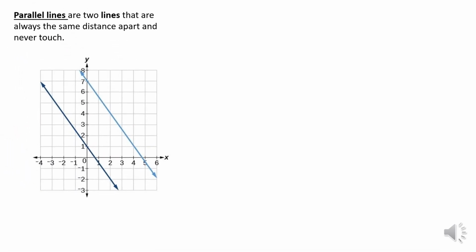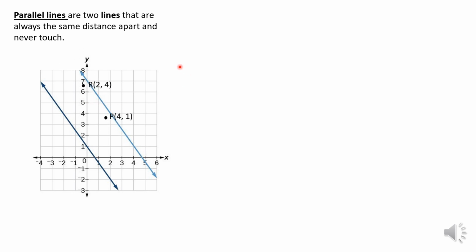Now let me bring in parallel lines. And what are parallel lines? Well, parallel lines are two lines that are always the same distance apart. They never meet. Okay? So they will never ever meet. The distance between them is the same and they will never meet.